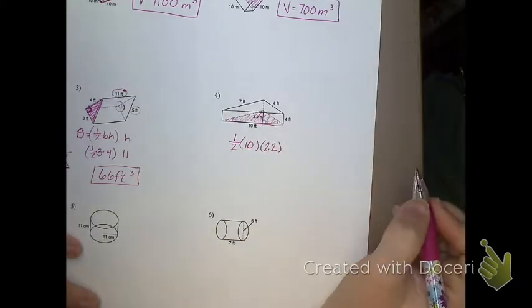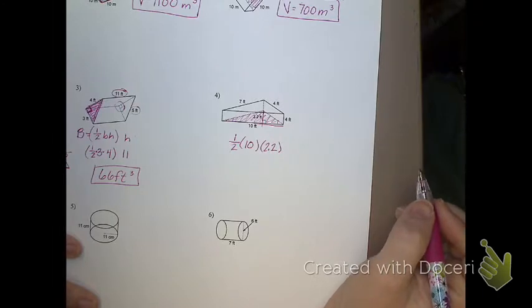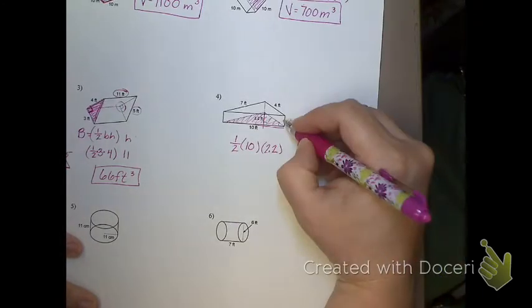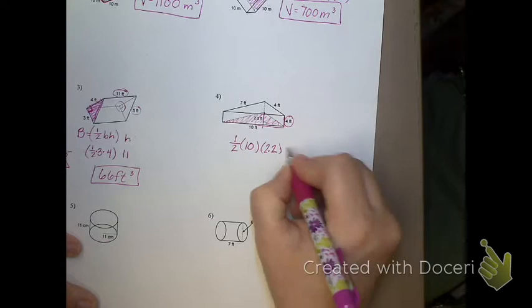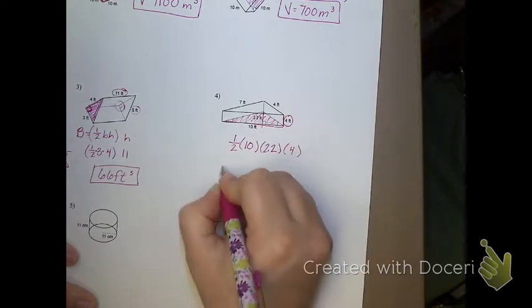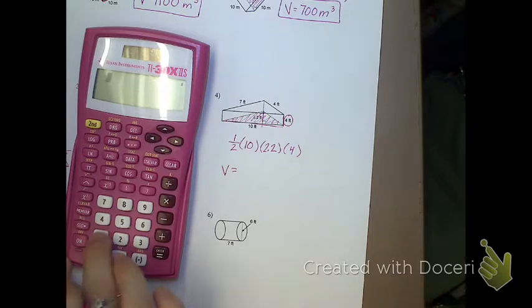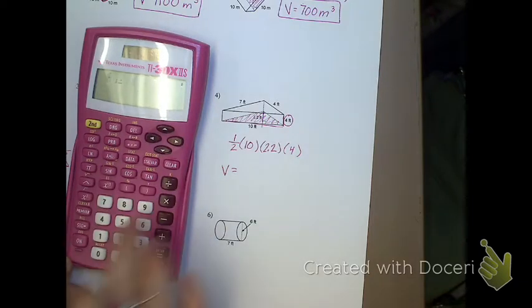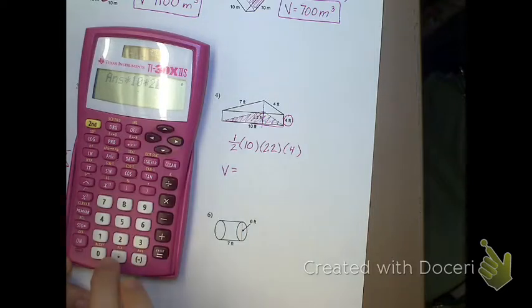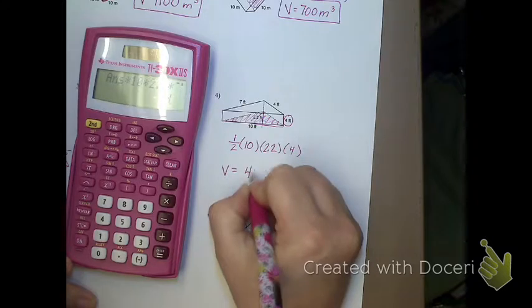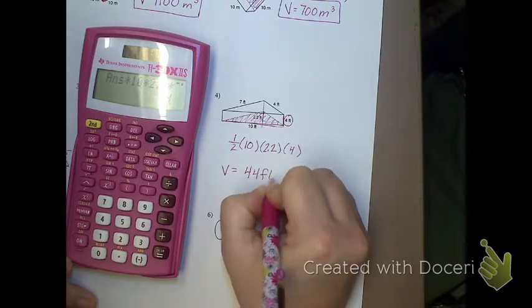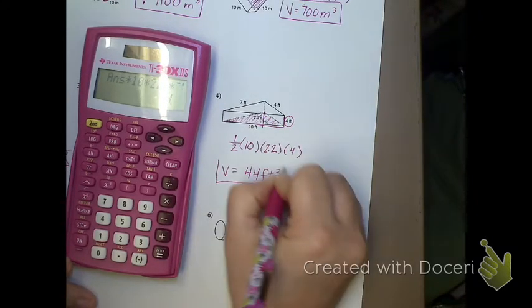And the height of the triangle they give me is 2.2 feet. So 1/2 base times height times the actual height of the prism. And it looks like the prism itself is 4 feet tall. So times 4, that's going to give me a volume of, let's see, 1/2 times 10 times 2.2, not 22, 2.2 times 4 gives me 44 feet cubed.